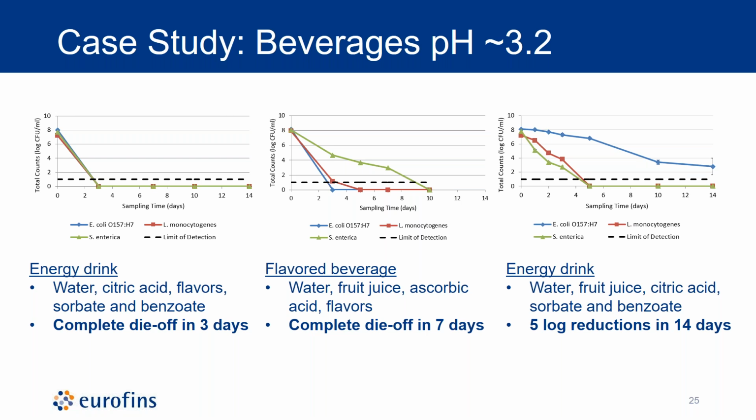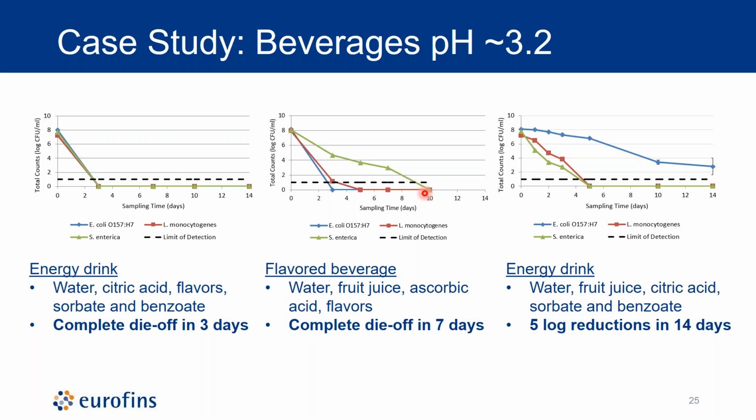So all three of these are beverages with a pH of 3.1 to 3.2. The first one, we see everything die off in 3 days. This is a beverage with water, citric acid flavors, sorbate, benzoate, complete die off in 3 days. The second one is a flavored beverage that includes fruit juice and ascorbic acid, no preservatives. We see complete die off in 7 days. However, salmonella is the one that's lingering longer than the other two organism groups.